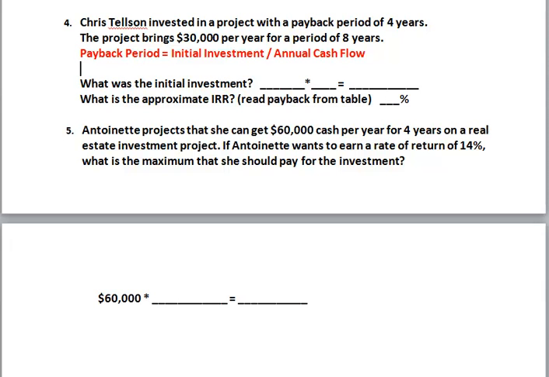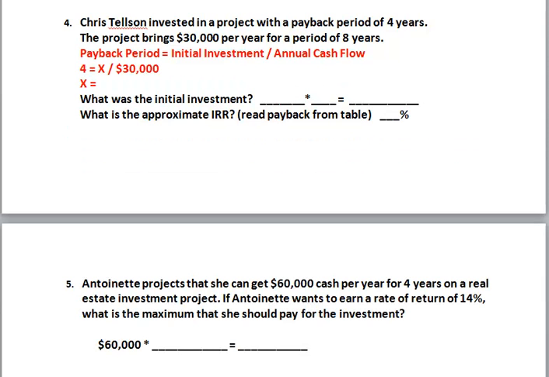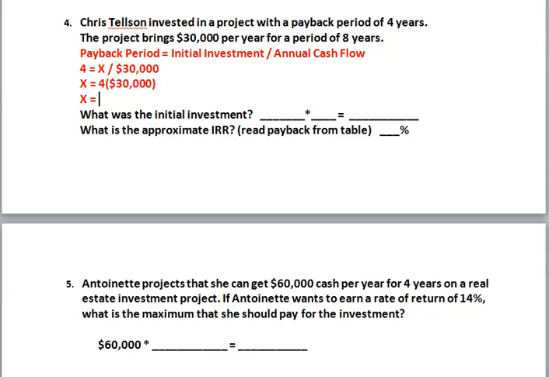So here, we're working backwards. We know that the payback period is 4. What we don't know is what the initial investment is, and we know that the annual cash flow is $30,000 a year. So you're just cross multiplying to solve for the X. So your X is $120,000. So that's going to be the initial investment.